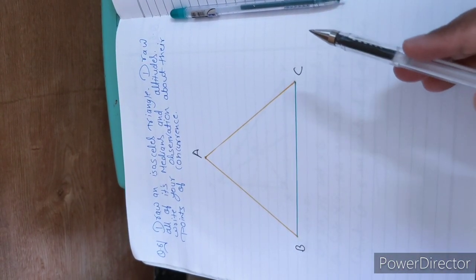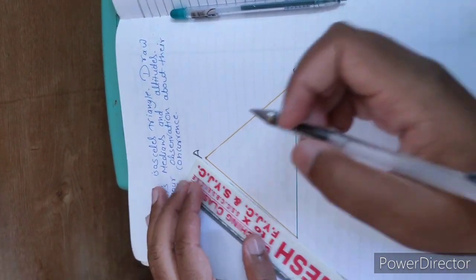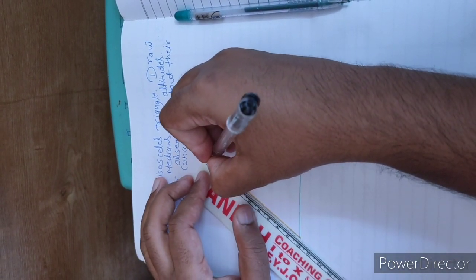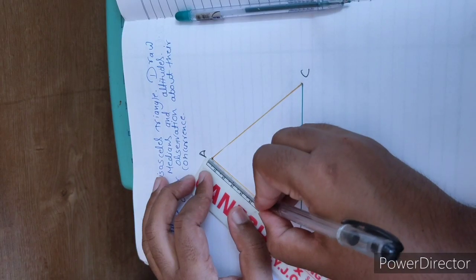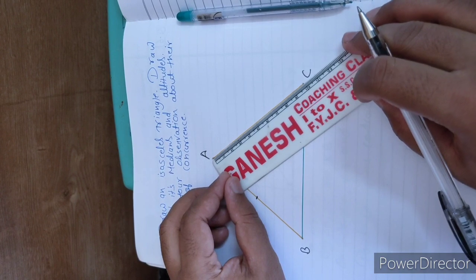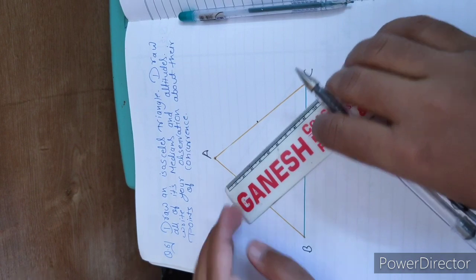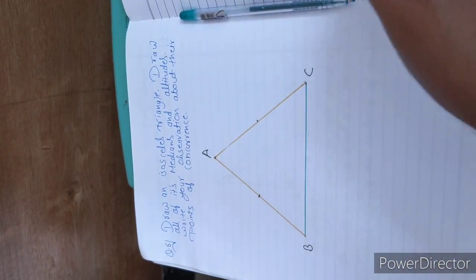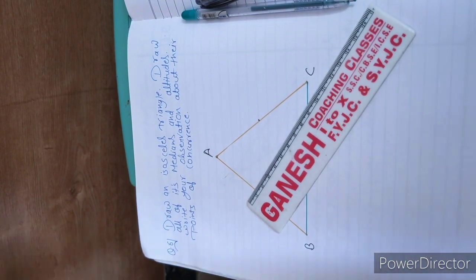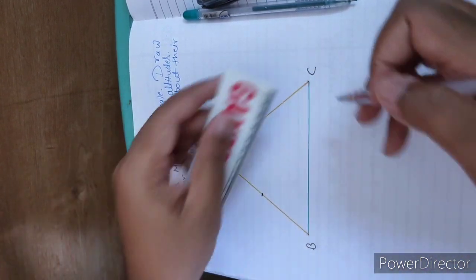First of all we will draw medians. For drawing a median we need the midpoint, so let's locate the midpoint of the 2 sides. It is 10 centimeter, so medians lie inside, at the midpoint of the side. We will make it with another pen. Here we are drawing the median from angle C to the side AB.